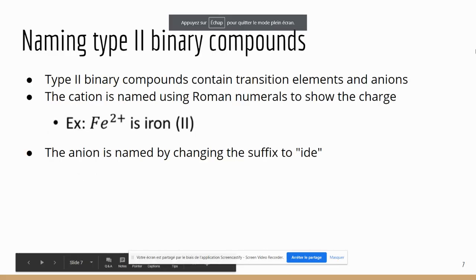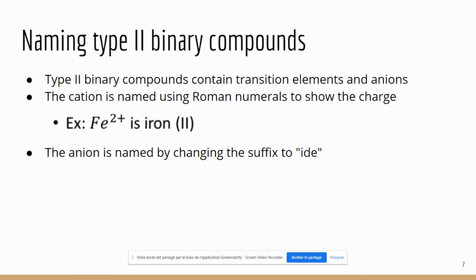Pause here. So now with our type 2 binary compounds, it gets to be a little bit more complicated. So we have a transition metal and some kind of anion. The cation we need to name using Roman numerals. The reason why is that a lot of the elements that are in the transition metals can actually have more than one charge. So we need to say what that charge is.